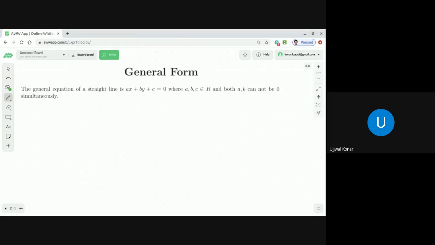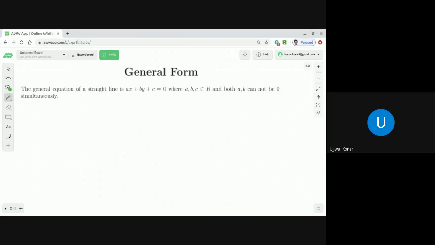The general equation of a straight line is ax plus by plus c is equal to 0, where a, b, c belong to R, the set of real numbers, and both a and b cannot be 0 simultaneously, for an obvious reason. If both a and b are 0 at the same time, then we end up with c equal to 0, and then we cannot realize the equation of a straight line. Hence a and b cannot be 0 at the same time.